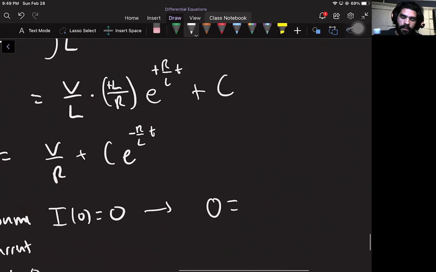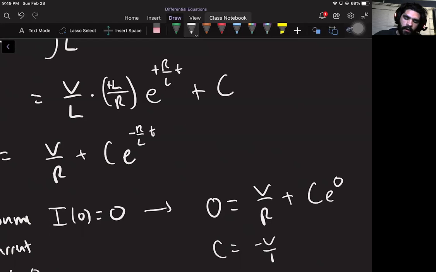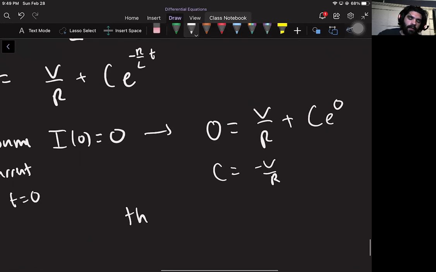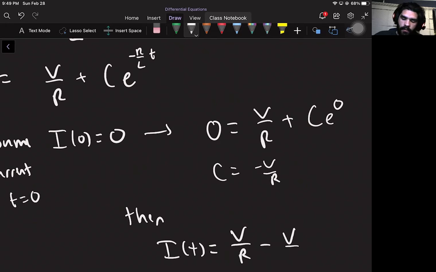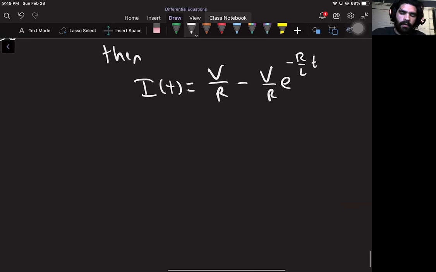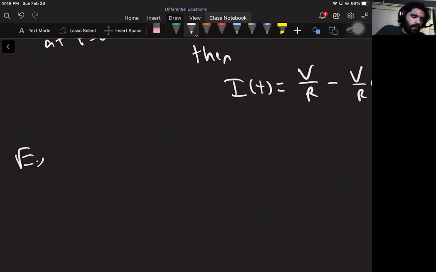So 0 equals V over R plus C e to the 0. So then C equals negative V over R. And then you might plug that back in to say that the current is given by this equation: V over R minus V over R e to the negative R over L t. Okay, so it's a lot of background stuff to figure this thing out. Then an example is really just about plugging things in now, and it's not so bad. So let's quickly do a little example.